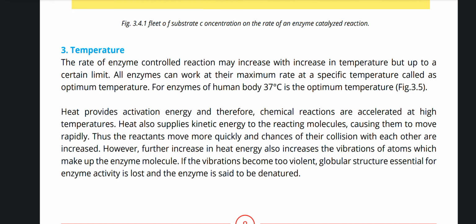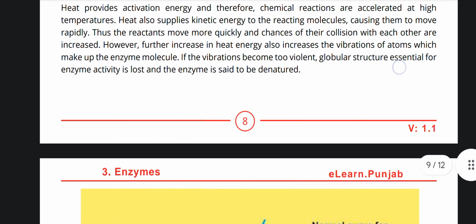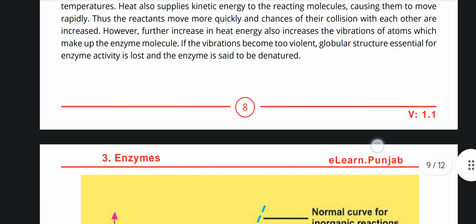However, further increase in heat energy also increases the vibration of atoms which make up the enzyme molecule. If the vibrations become too violent, the globular structure essential for enzyme activity is lost and the enzyme is said to be denatured.